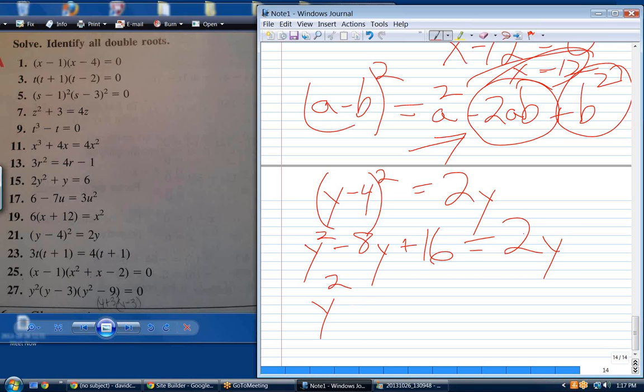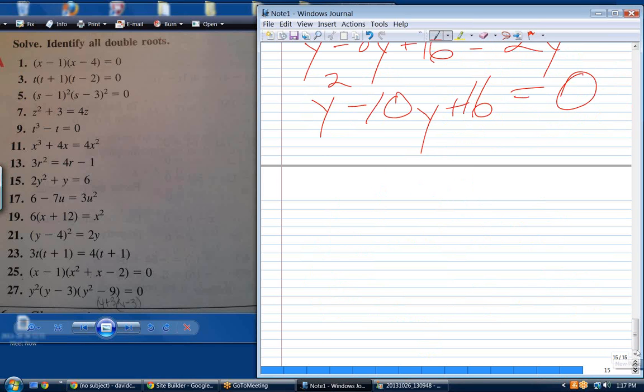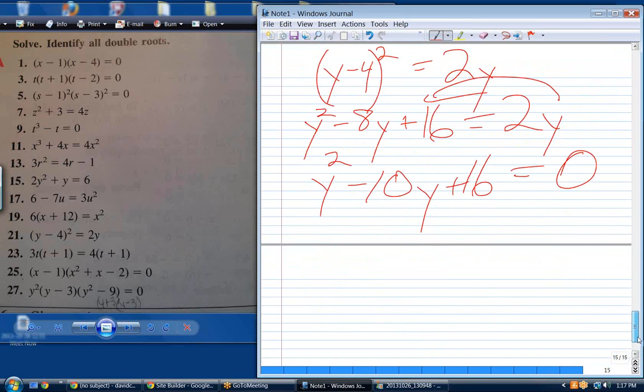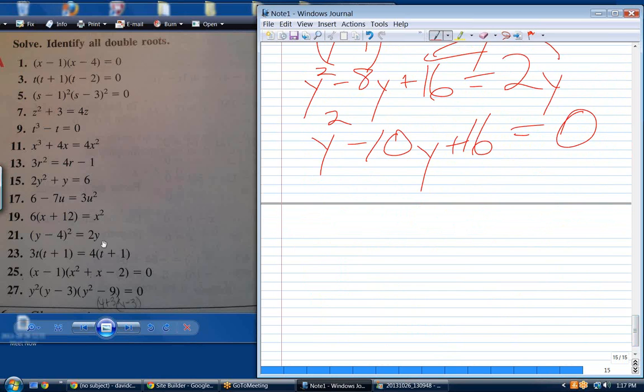What's minus 8y minus 2y? We're moving this over to this side of the equation. Oh, it'd be negative 10y. Plus 16 equals 0. Sorry, I thought that the 2y had a squared on it. No, it doesn't. I looked at it. Oh, I see. Okay. So now let's factor this.